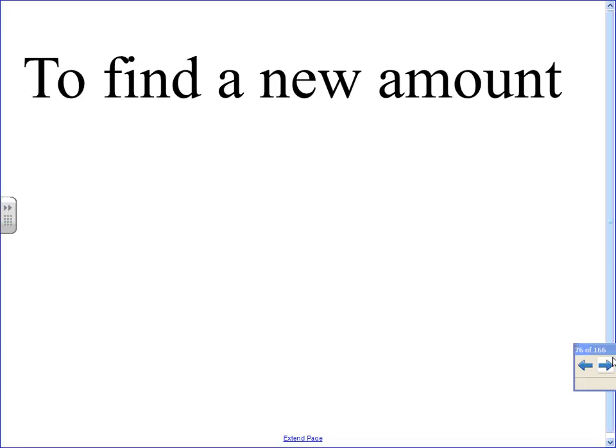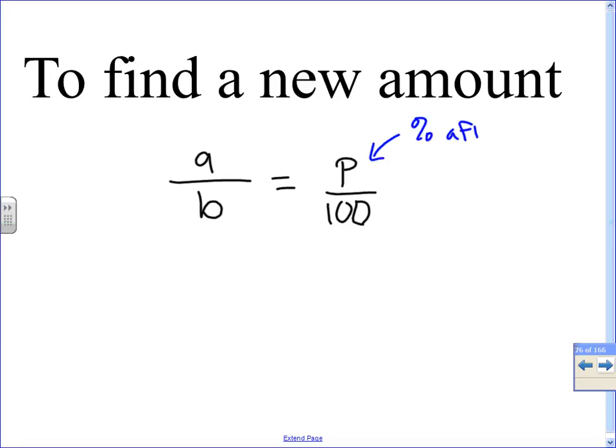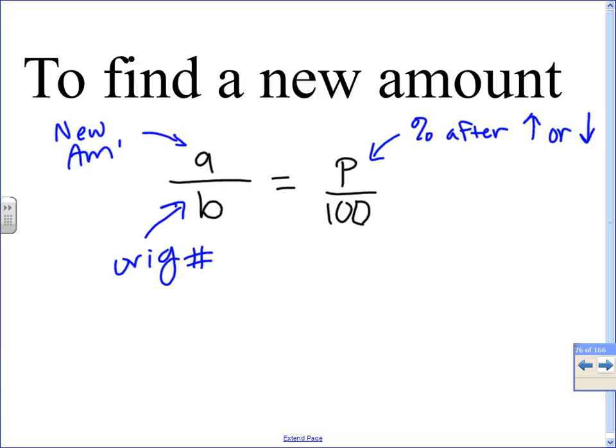Okay. Next thing. Okay, ready? To find a new amount. This is a little different, but you're probably still going to think it's easy. Charles, you with me? Okay, there's a box in the middle of page 17. I want everyone to write down A over B equals P over 100. To find the new amount, draw an arrow to the P. Write down percent after increase or decrease. Put an arrow to B. B is still the original number. A is the new amount. So label all this, please.